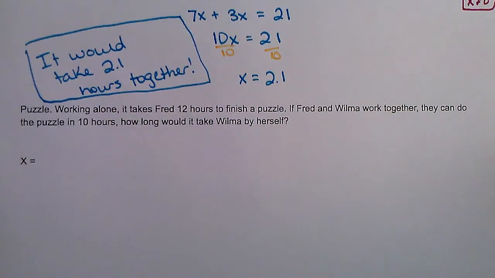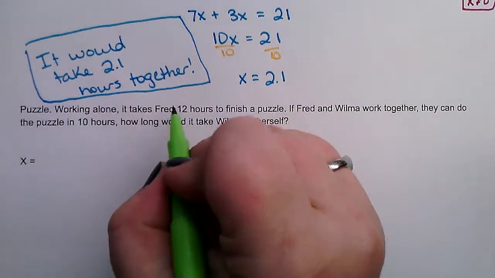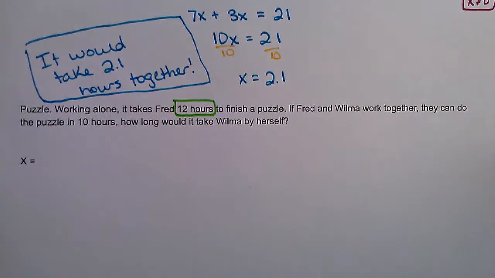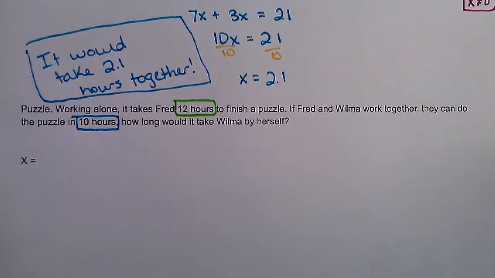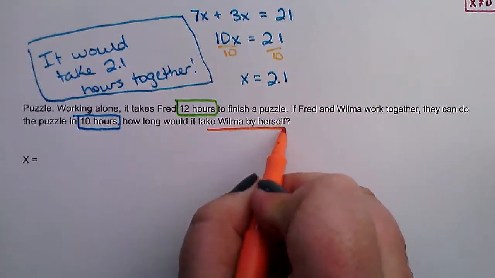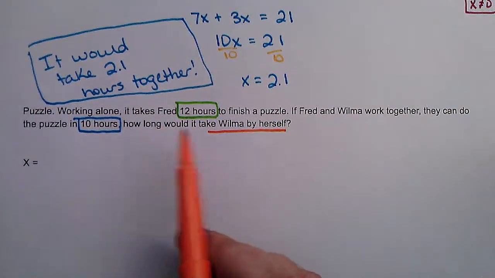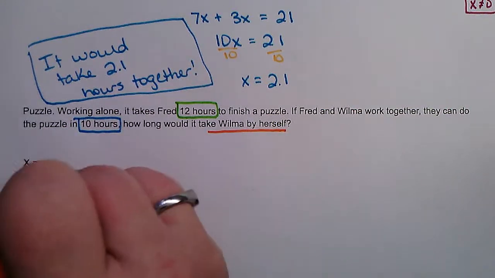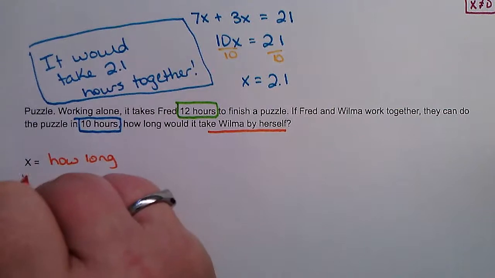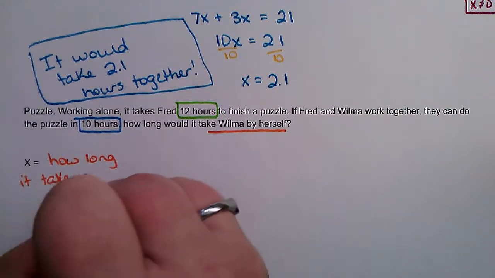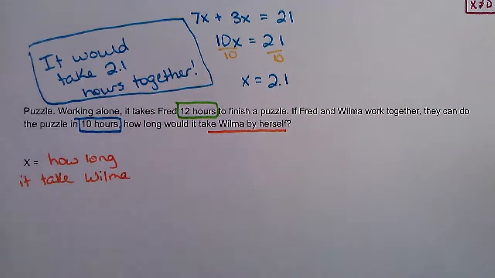It takes Fred 12 hours to finish a puzzle. So there's a number, 12 hours to finish a puzzle. If Fred and Wilma work on the puzzle together, they can do it in 10 hours. Then it wants to know, how long would it take Wilma by herself? Since the question is how long it would take Wilma by herself, I know that is X. X is how long it takes Wilma just by herself. Okay, so we know this is working together because there's two people doing a project.